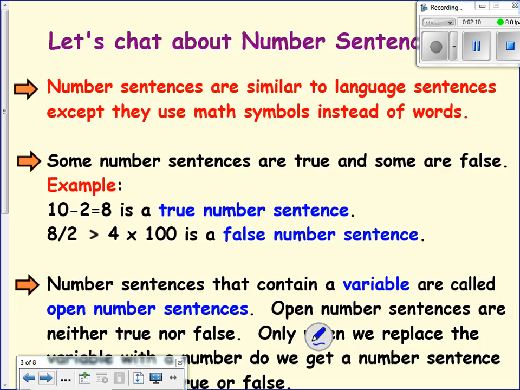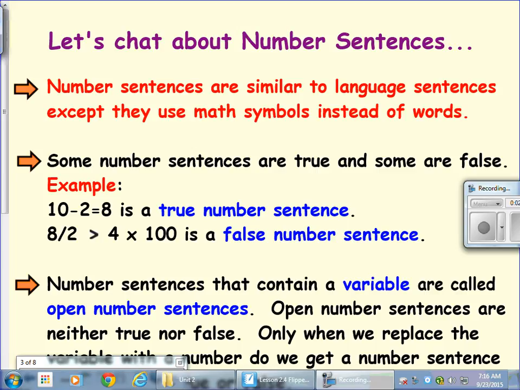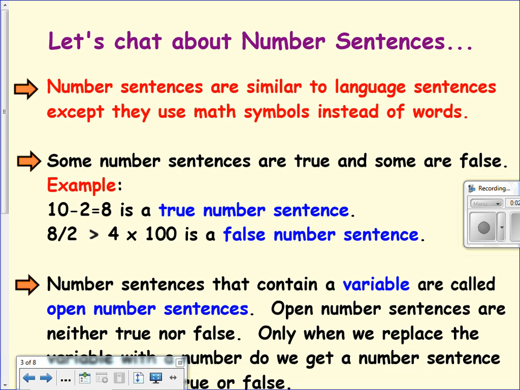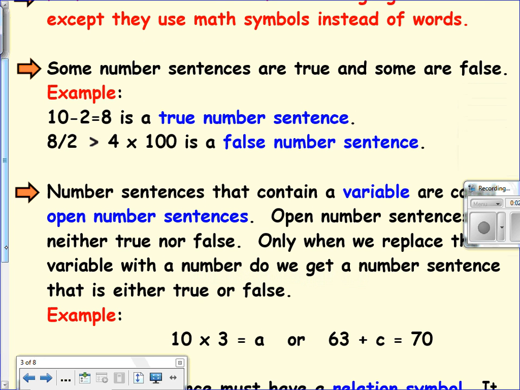All right, I want you to read along with this. Pause if I'm going too quickly. But today we're working with number sentences. There's some things you need to remember and some things you need to keep track of here. Number sentences are similar to language sentences, except they use math symbols instead of words. Some number sentences are true and some are false.